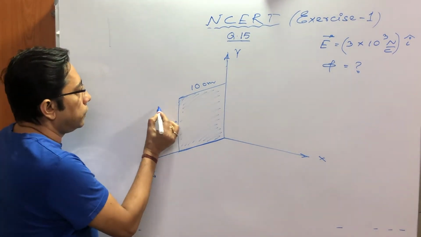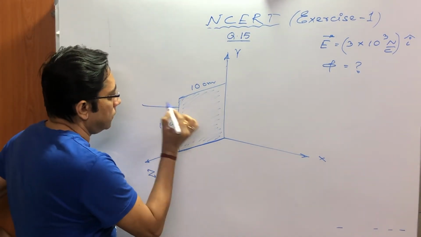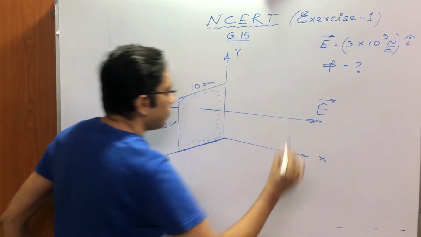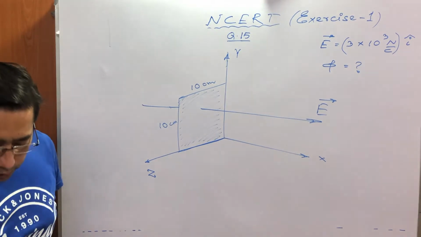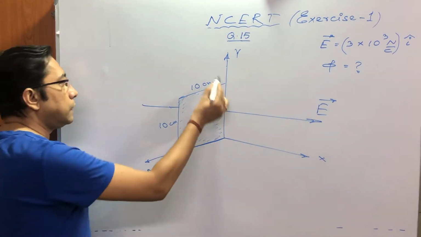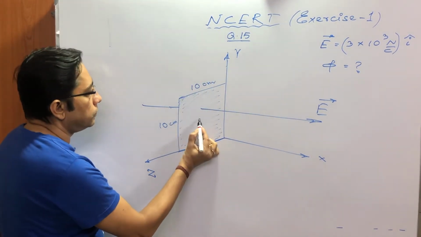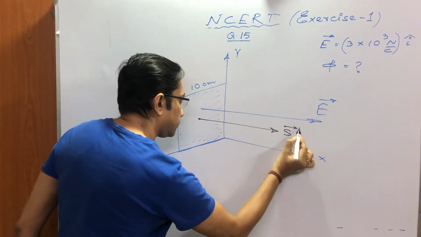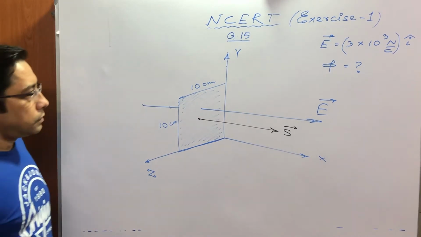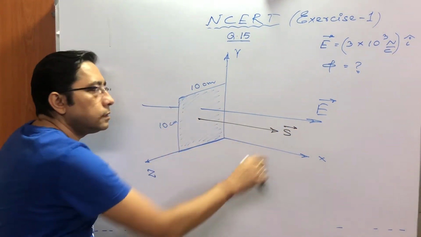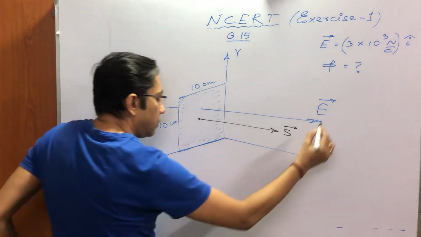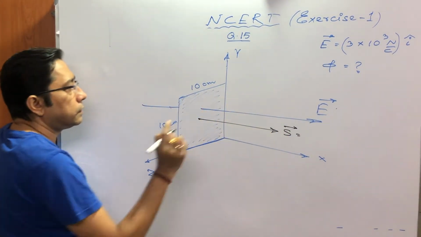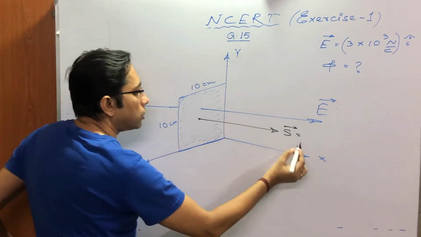Simple. The electric field acts parallel to the x-axis. That means the electric field acts somewhat like this. Second thing, if this is the area, what would be the area vector perpendicular to this? Perpendicular to anything that is along the YZ plane is the x-axis. So vector E and vector S. Vector E is given. Vector S, value and direction.